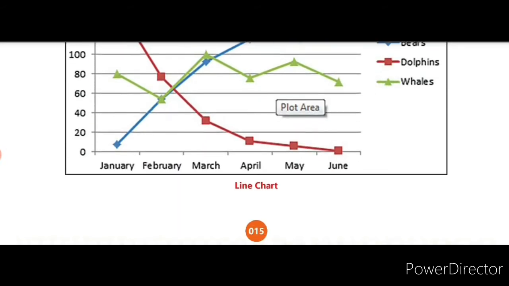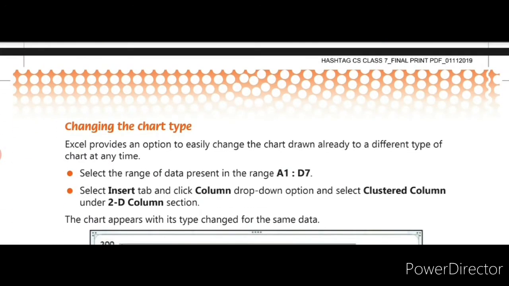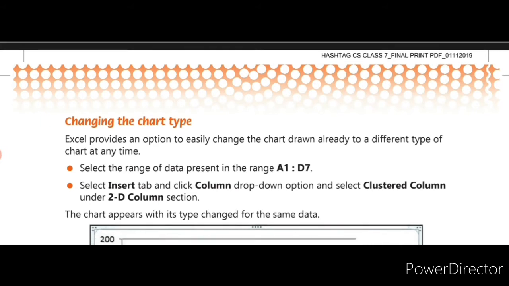So this will be a line chart. Next we'll see how to change the chart type. Excel provides an option to easily change the chart drawn already to a different type of chart at any time. Once we select the chart, we'll be able to select the different chart type in Excel.